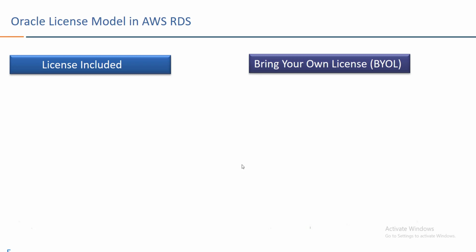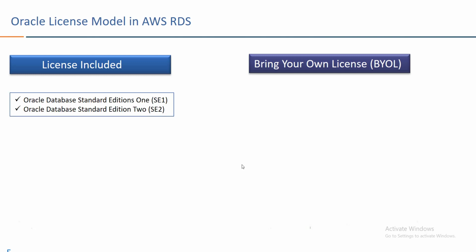Also, if you have bring your own license and you are running your database on a primary, and you want to create a secondary or a standby for the multi-AZ deployment, you should have a license for both. AWS will not take care of the license part. The licensing is yours. You have to take care of that.